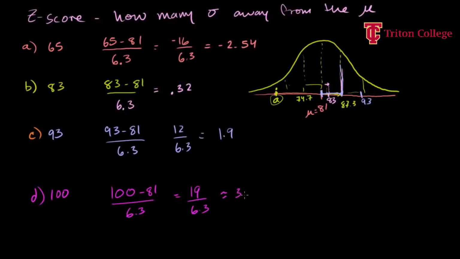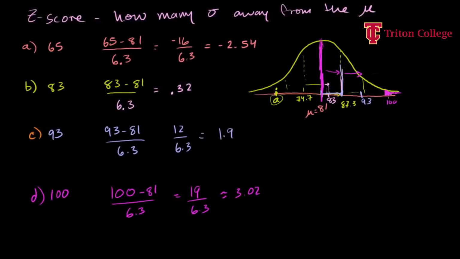Remember our empirical rule. So now that we've plotted these, we know where 65 is, we know where 83 is, we know where 93 is, and we know where 100 is, we can see exactly where this fits on our curve. So that's the first step. Actually, like I said, the first step is to get the mean and the standard deviation, so this is really the third step. The third step is to find out where on the curve these values fall.